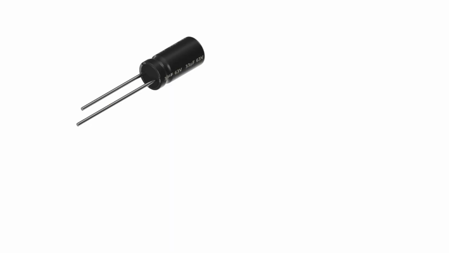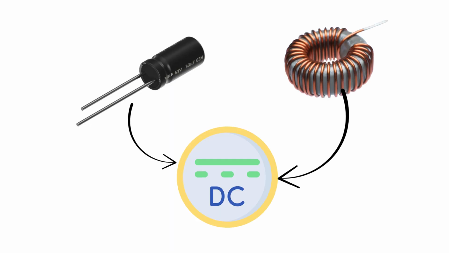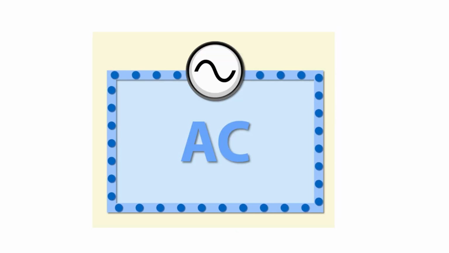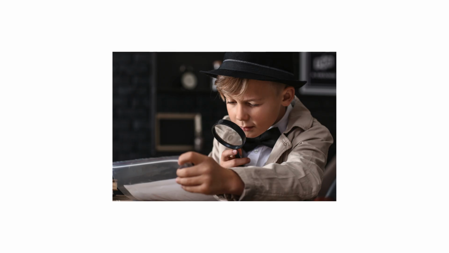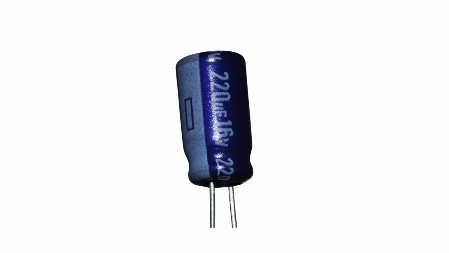So far, we have discussed the behaviors of capacitors and inductors when connected to a DC source. Now that we have also talked about alternating current, let us look at the behaviors of these components when they are being driven by an AC source. Let's start off with the capacitor.